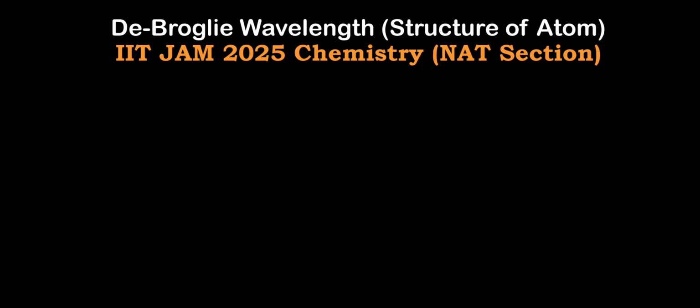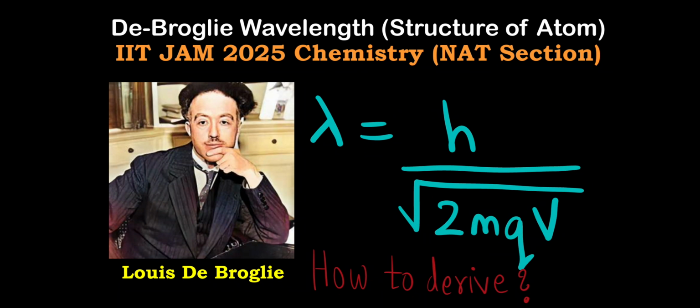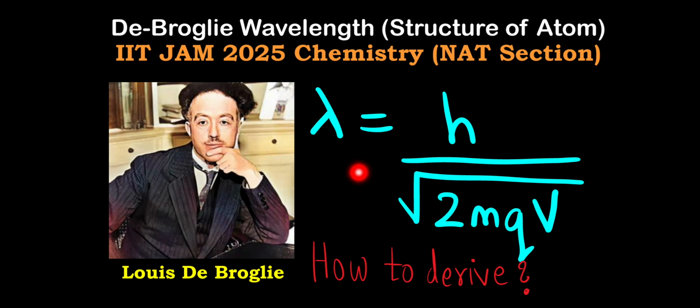So in this video we are going to solve this question based on de Broglie wavelength that was asked in the JAM 2025 chemistry paper in the NAT section. Louis de Broglie was the scientist who discovered the de Broglie wavelength, which gives the relation between lambda and the linear momentum, that is lambda is h by p. How do you derive this equation? That is the doubt of this student, who also has a doubt on how to solve numericals based on this. So we'll see that in this video.